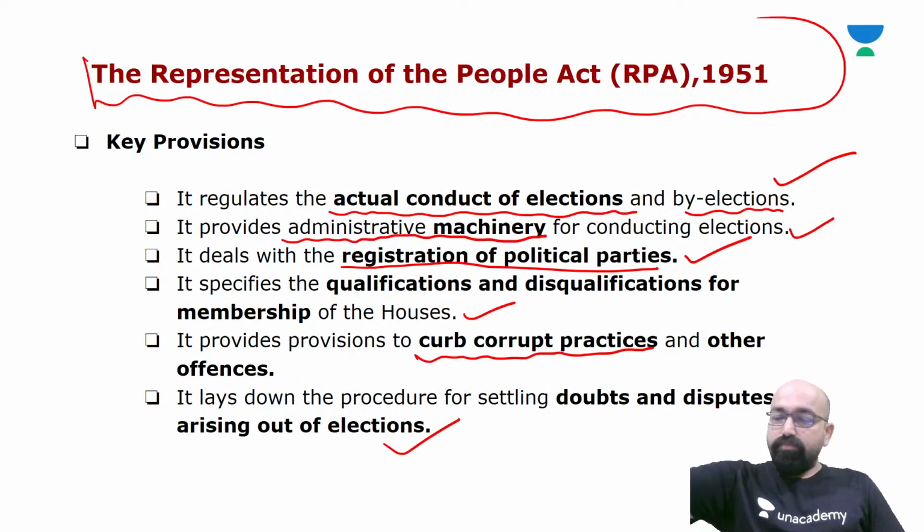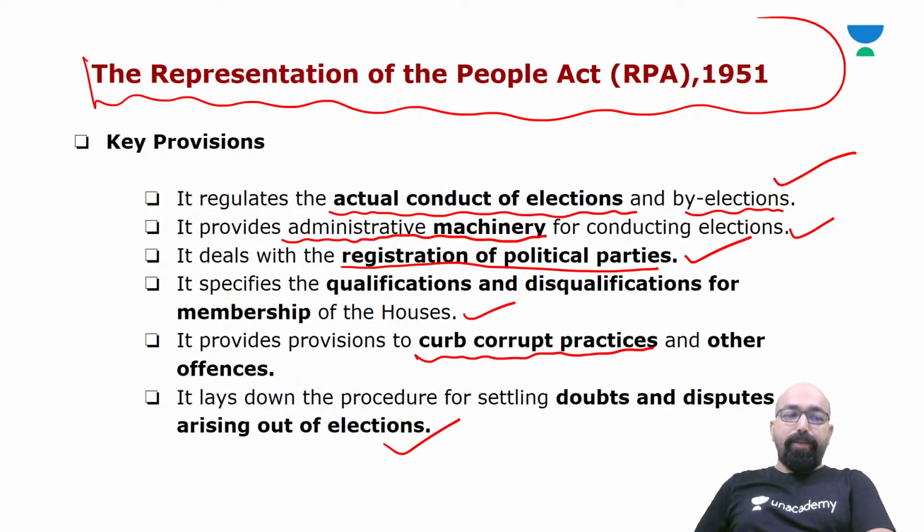So, the Representation of the People Act, which regulates the actual conduct of elections and by-elections, then provides administrative machinery for conducting elections, then deals with the registration of political parties. It specifies the qualifications and disqualifications for membership of the houses. It provides provisions to curb corrupt practices and other offences.